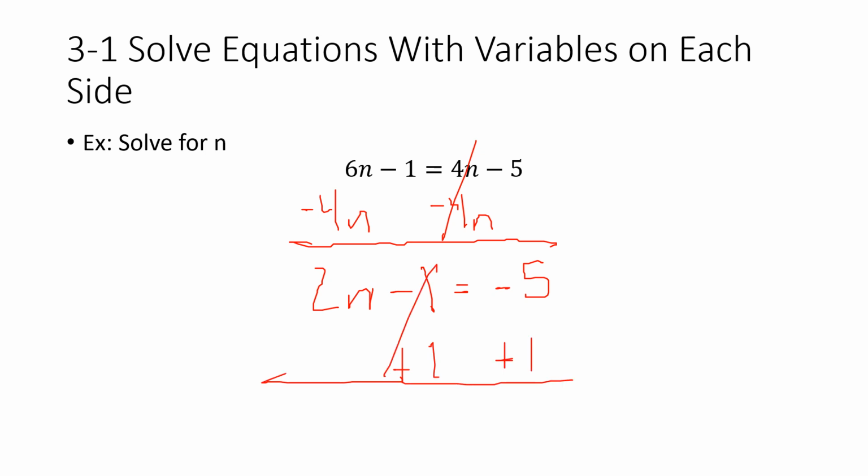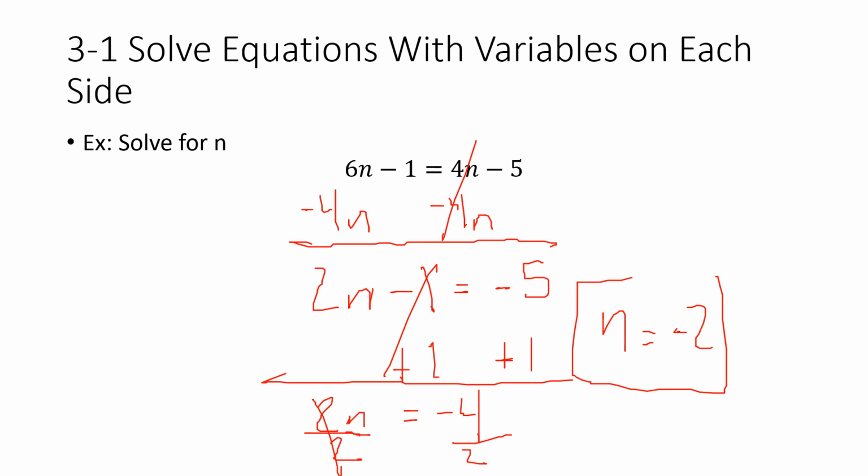Once again, cancels. We are left with 2n equals negative 5 plus 4, or plus 1, is negative 4. The opposite of multiply is divide. We're almost home. We are going to get n equals negative 4 divided by 2, which is negative 2. Box in your answer.